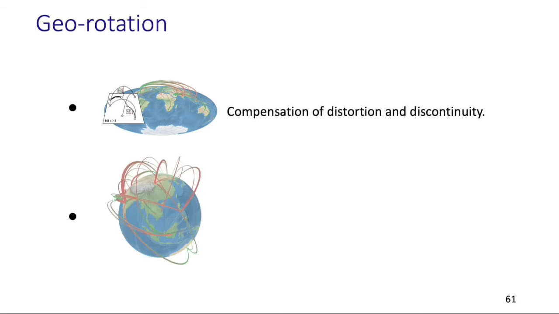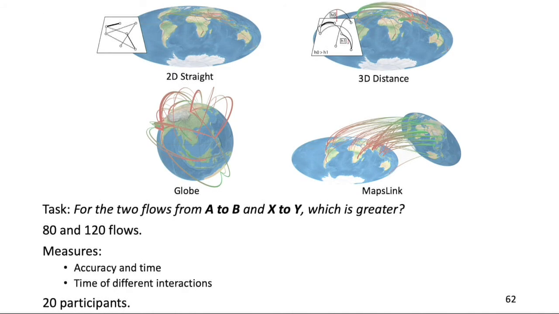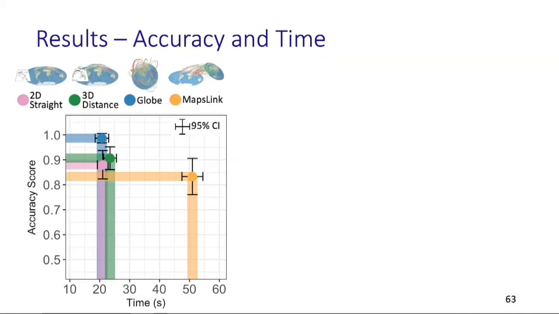An obvious limitation of a globe is the limited field of view, as the user can only see half of the globe at one time. We believe with the ability to rotate the globe easily, users can have a temporal memory of the part they cannot see at one moment. We conducted another user study to compare flows on different reference spaces. We again record the accuracy and time, as well as time spent in different types of interactions.